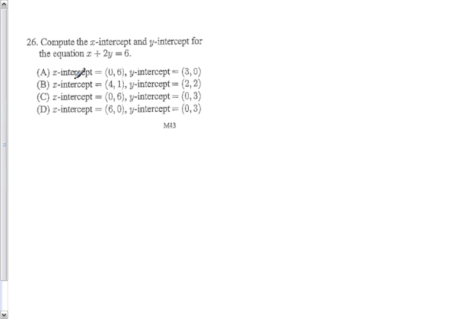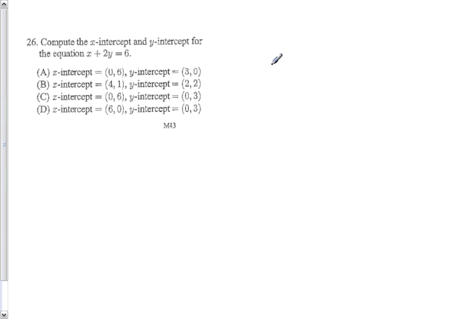Okay, we've got a question here in 26. Compute the x-intercept and the y-intercept for the equation x plus 2y equals 6. And we're given different sets of ordered pairs for the x-intercepts and the y-intercepts.